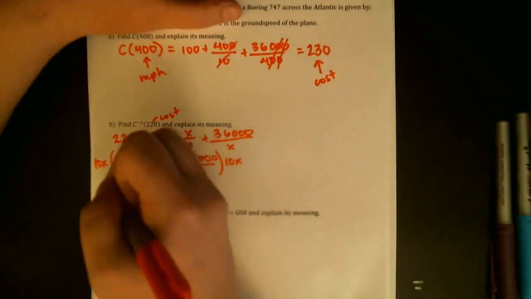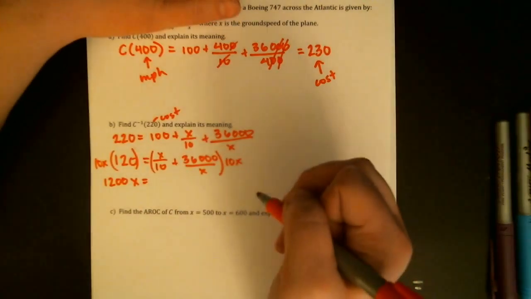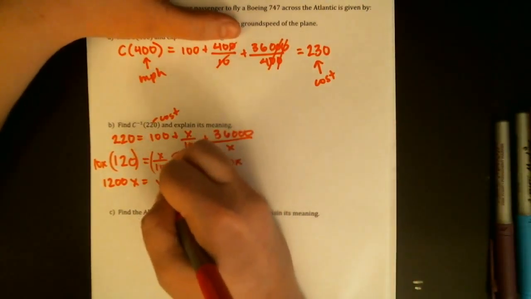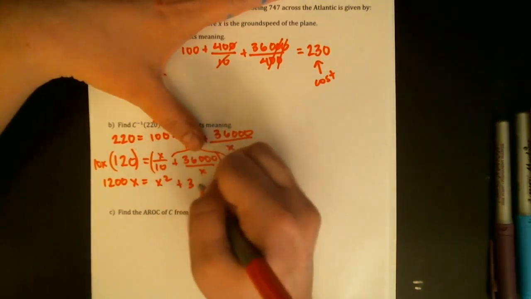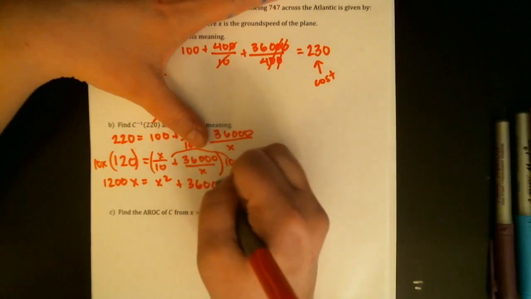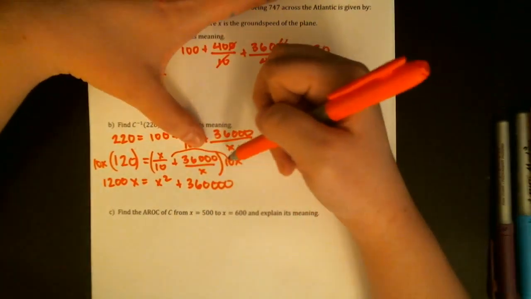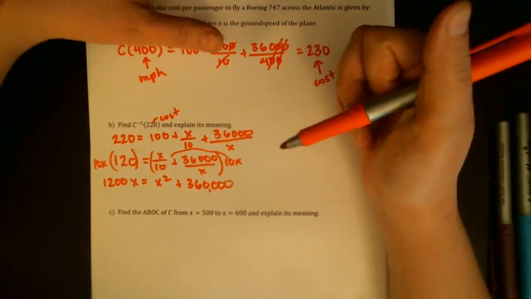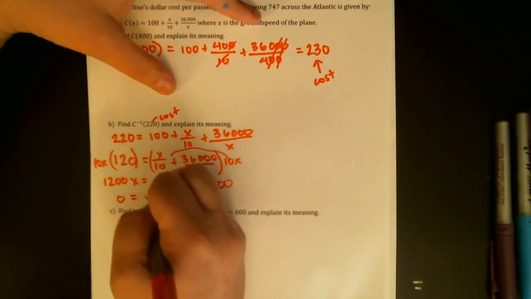Okay, so I have 1,200x is equal to, the 10's cancel here, so an x squared. The x's cancel here, so 360,000. Okay, so the x's cancel, but I'm left with 36,000 times 10, so that's where I'm getting this 360,000. It's now quadratic, so let's set it equal to 0.